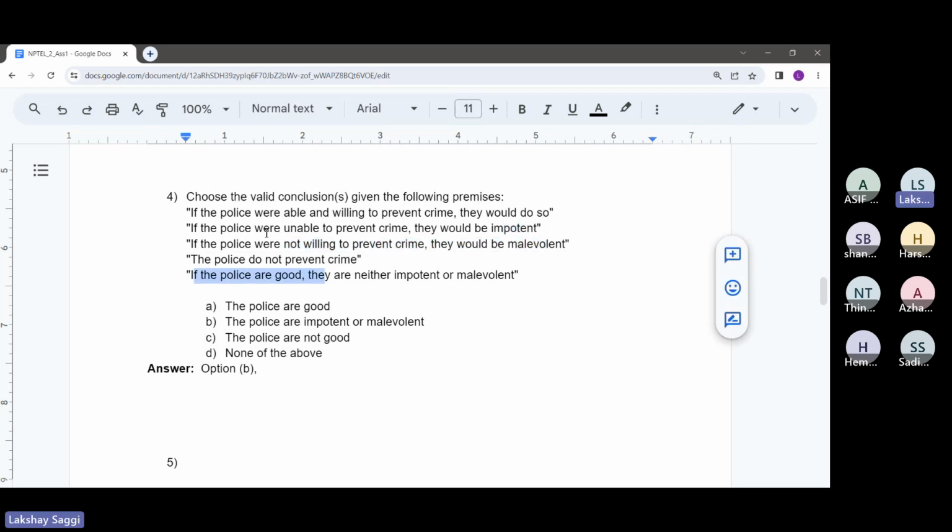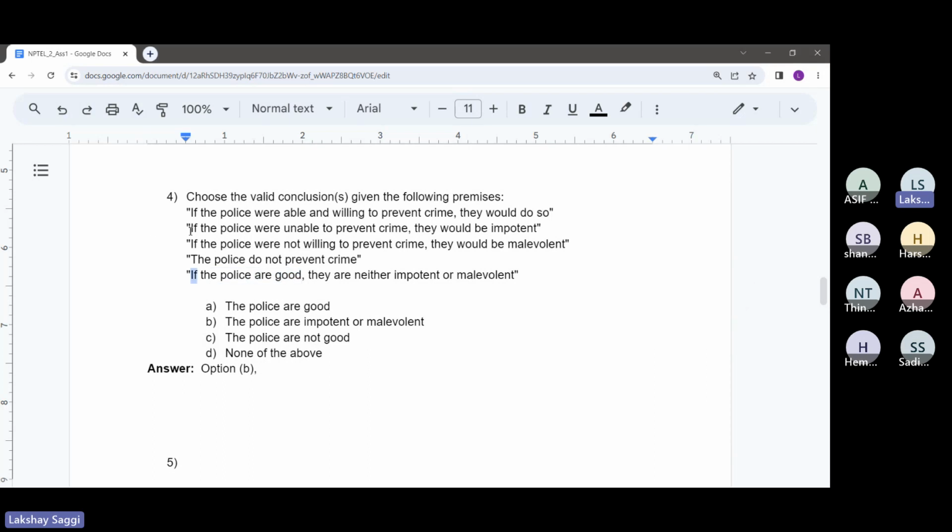the last statement says that if the police are good, they are neither impotent nor malevolent. So the contrapositive for this statement is, if the police are impotent or malevolent, then they are not good. The contrapositive for A implies B is not B implies not A, right? So if the police are good, they are neither impotent nor malevolent. The contrapositive for this will be, if the police are impotent or malevolent, then they are not good. Does this make sense to everyone? What I'm trying to say here?